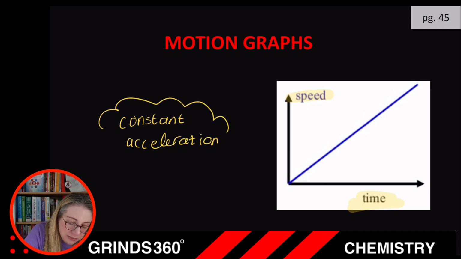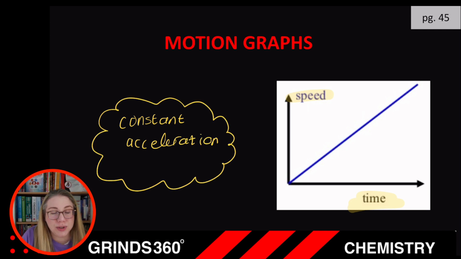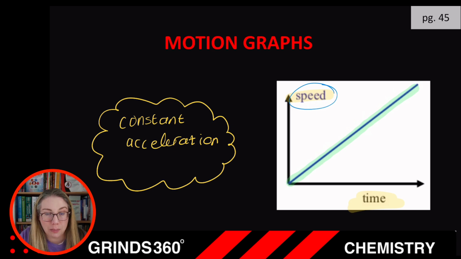Now that is, to me, honestly the one I find most difficult to spot. And the trap that the examiner sets you is speed. Now, what is the graph telling you here? That as time goes on, the speed is constantly getting faster and faster. It is constantly accelerating with the same pace.